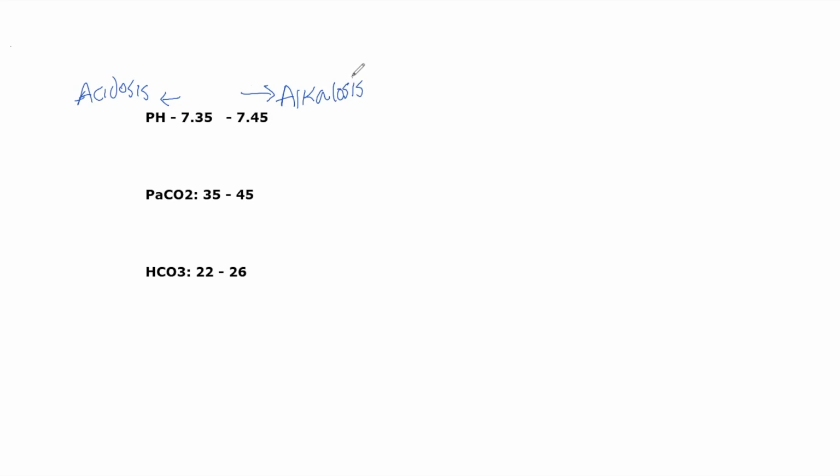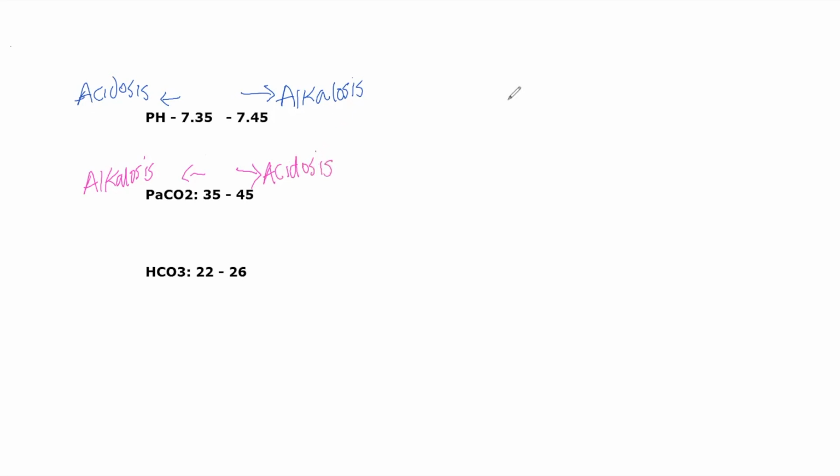With your PaCO2, it's opposite. Your carbon dioxide goes in the opposite direction. Anything less than 35, we say it is actually alkalosis, and it makes total sense, because remember, your carbon dioxide is acidic. So if it's less than 35, it makes sense that it is basic, so alkaline. And if it's greater than 45, the more acidic it is, so acidosis.